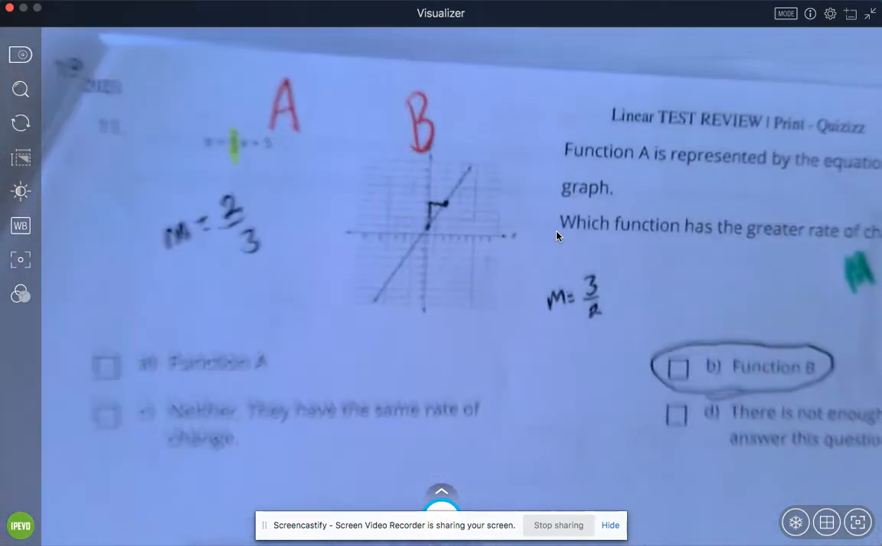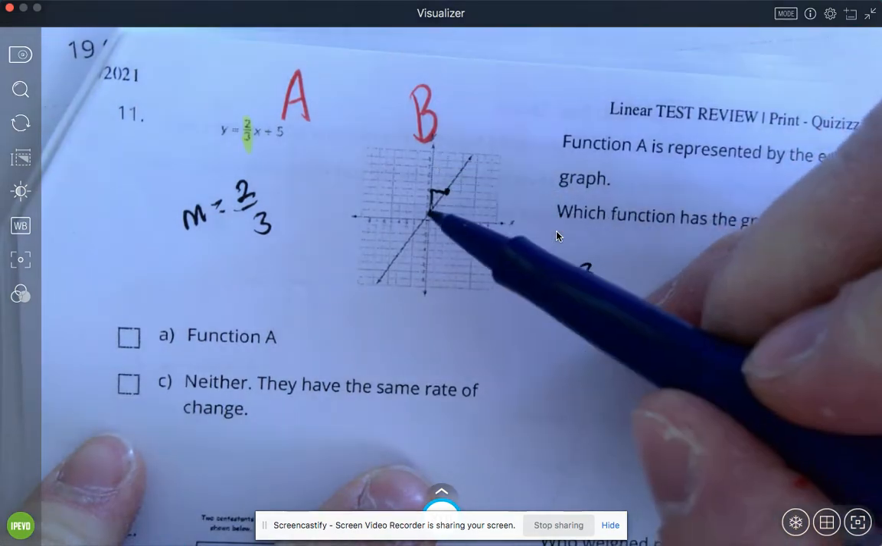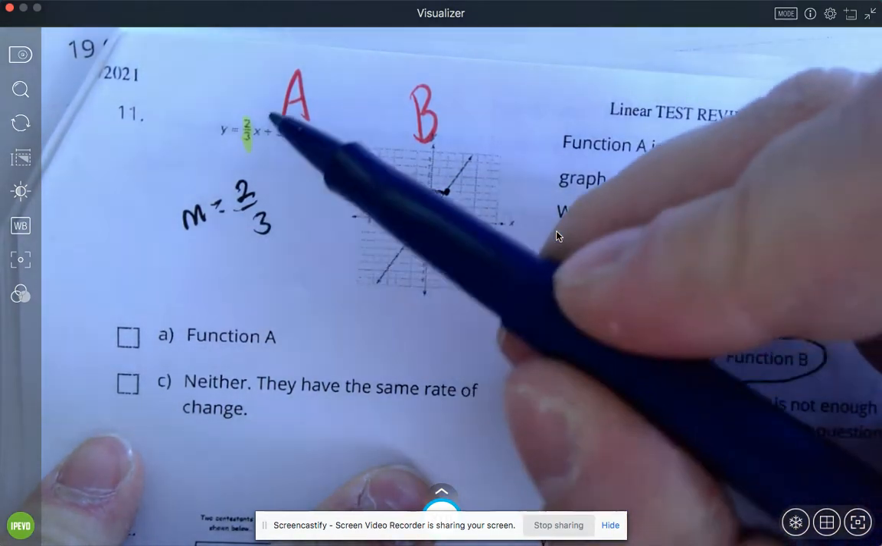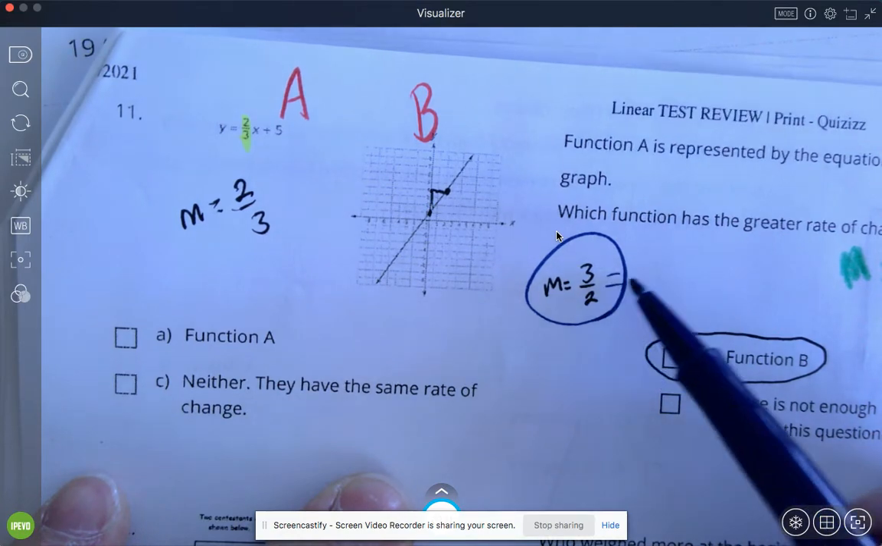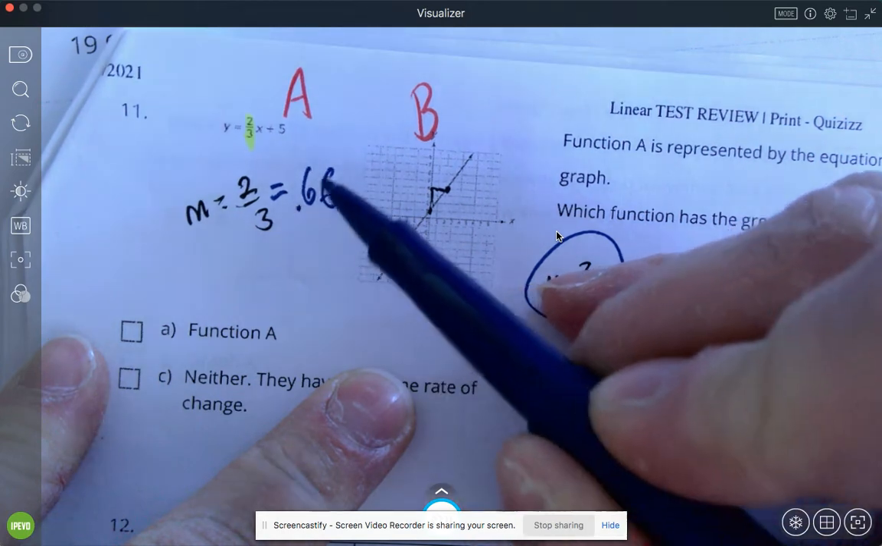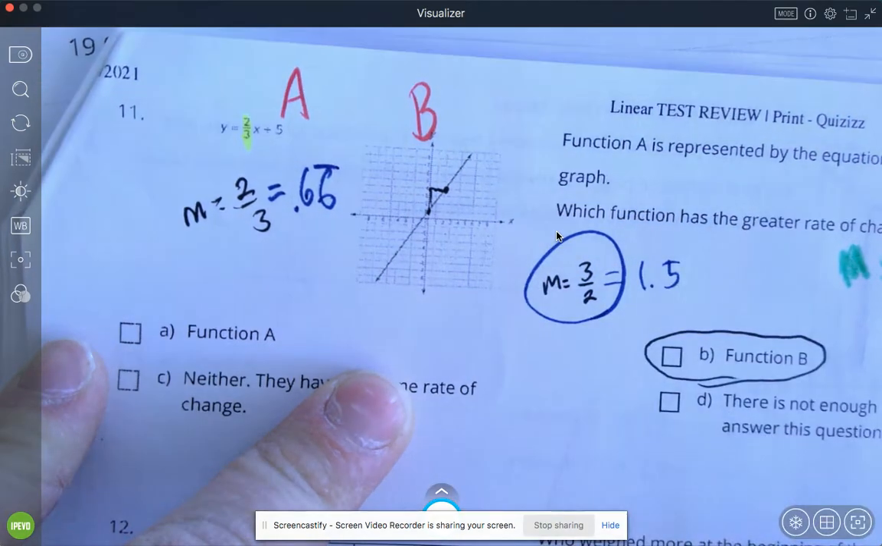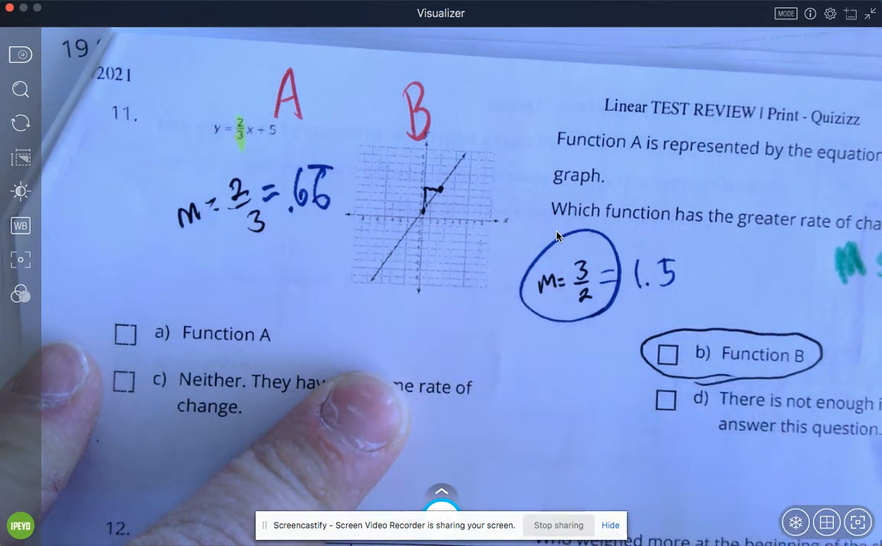Number 11. Sorry for the super small numbers here, but function B, the slope is 3 over 2. Function A, the slope is 2 over 3. 3 over 2 is 1.5. 2 over 3 is 0.6 repeated. So you would then say that this one, function B, has a greater rate of change.